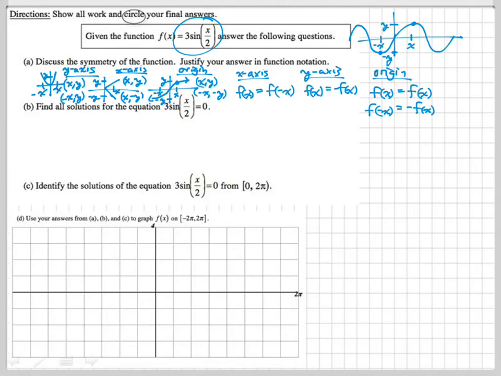And actually, you would say there's symmetry about the origin. So this would be the answer right here. You can say there's symmetry about the origin, and that's what you would write. Okay, so now let's do the rest of it.